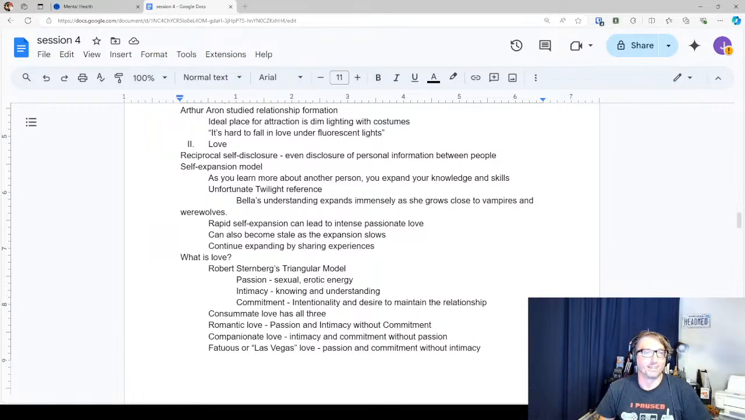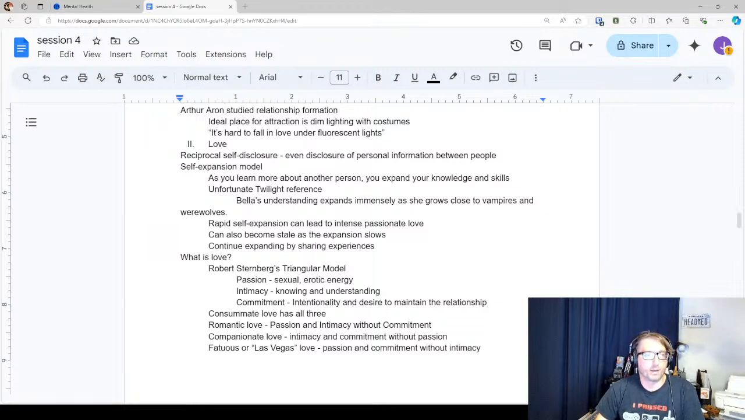And he unfortunately used a Twilight reference in order to make this point. Even though it's actually a pretty good illustration, because basically Bella in that movie fell in love with a vampire, and then her world expanded and she got introduced to this world of vampires, and there was intense passionate love in that.